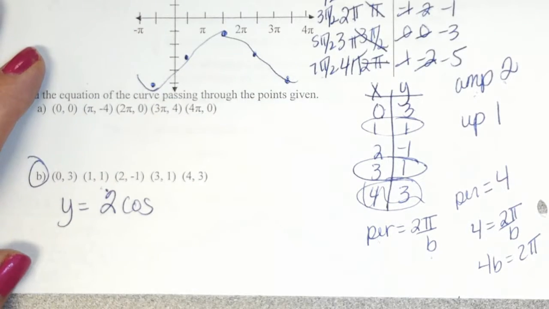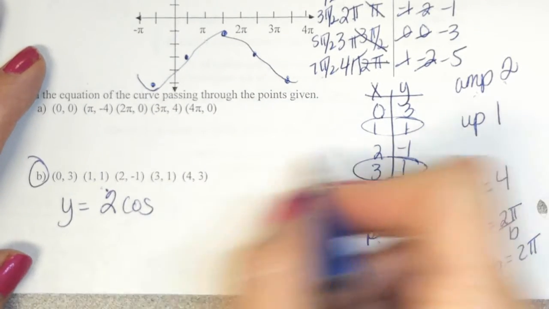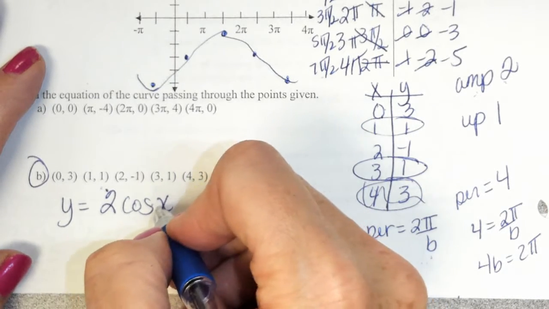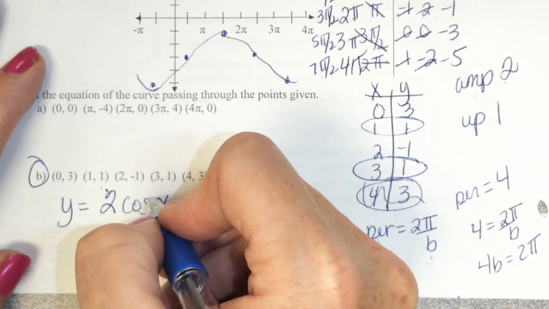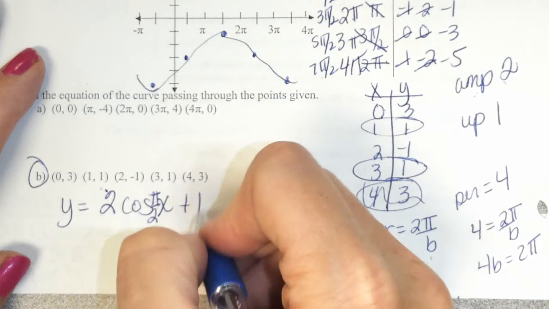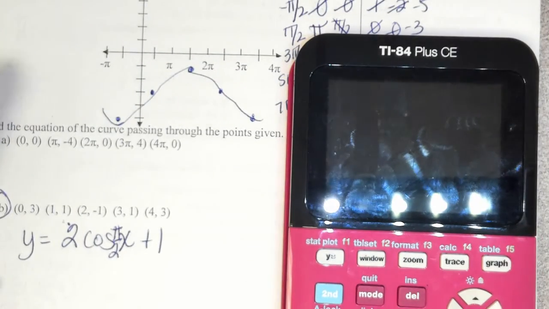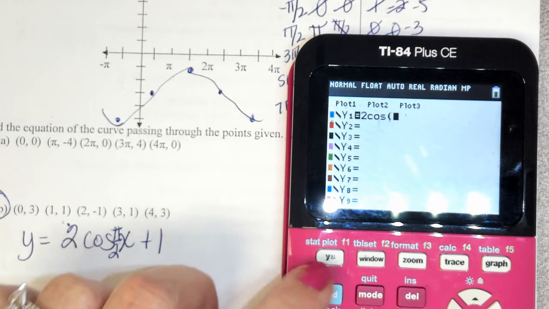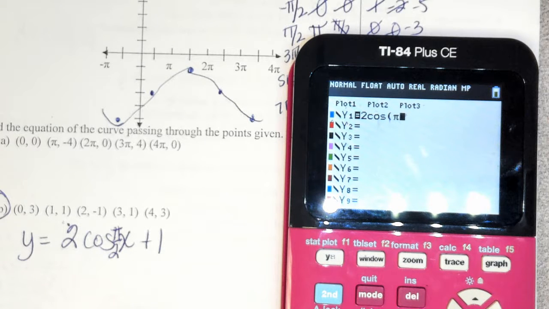All right, so here's what we know. Amplitude, 2. That goes there. No change. Well, actually, I do need something. I need my b value in front of this x. So I need a pi over 2 in front of that x. Squeeze that in there. And then how do I make it go up 1? Just put plus 1. Now, you don't have to follow along here, but let me show you how nice this is. I put in my 2 cosine pi over 2 x plus 1.